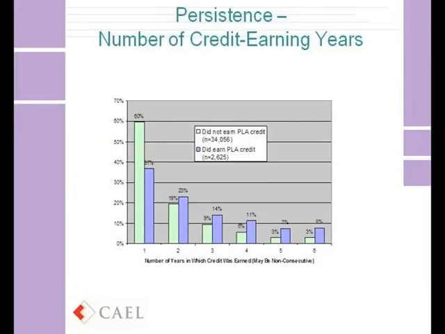In addition to that, we looked at another way of looking at persistence, not only the number of credits earned, but the time at the institution. Did they stick around to earn that degree? And here, too, you see that even 6 years out, students with prior learning assessment credit are at the institution. The only year in which students without prior learning assessment credit outdo students with credit is that first year. And that makes sense, that students who have prior learning assessment credit are making progress toward their degree.